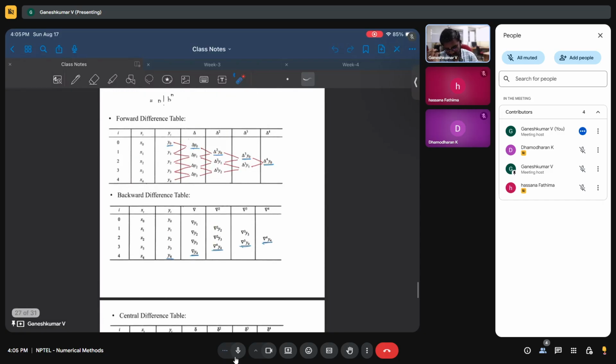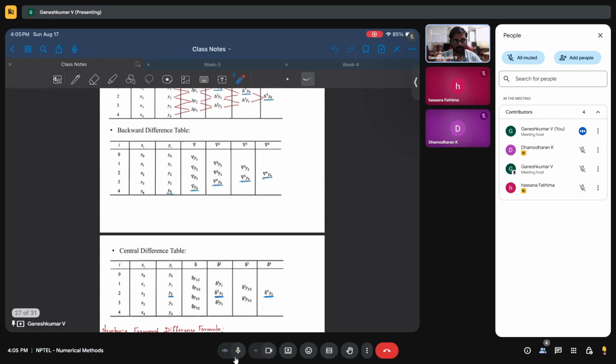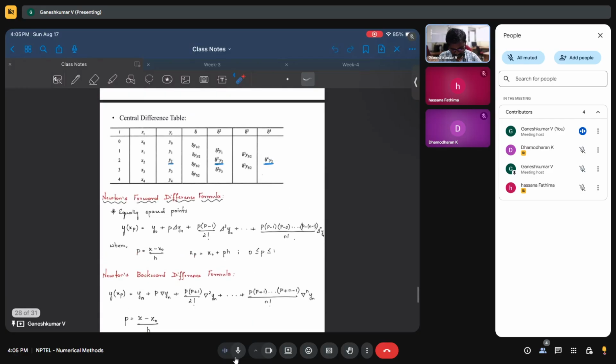So basically forward difference usually comes in the first part. Whenever you want to interpolate between the first few initial xi's, you would use forward difference. If you are in the last few values, then you use backward difference, which is the best way to get accurate results. And similarly, central difference, if you are trying to interpolate somewhere in the middle.